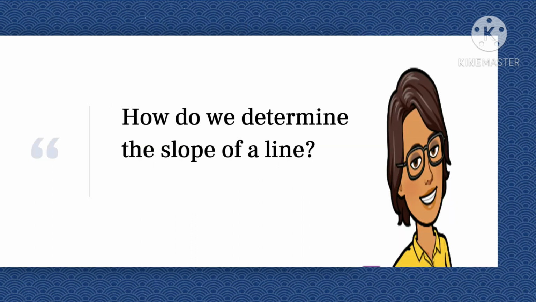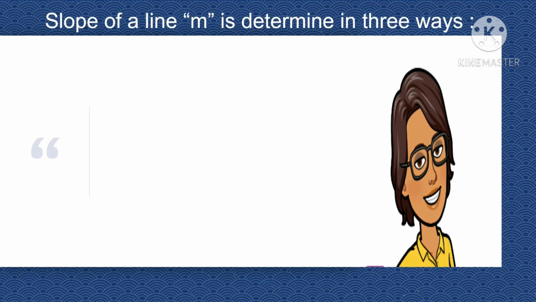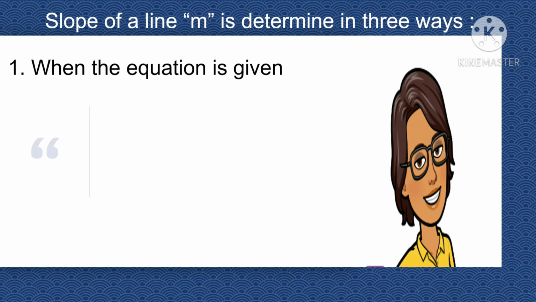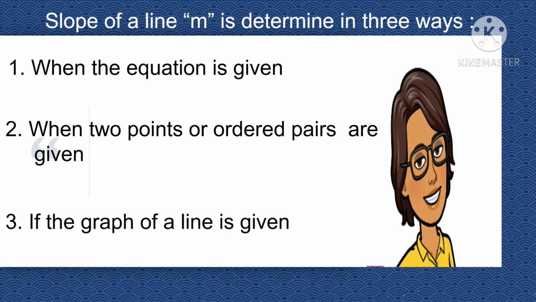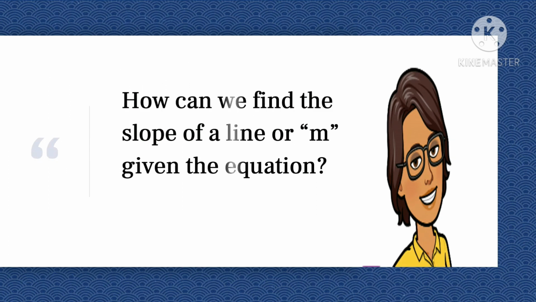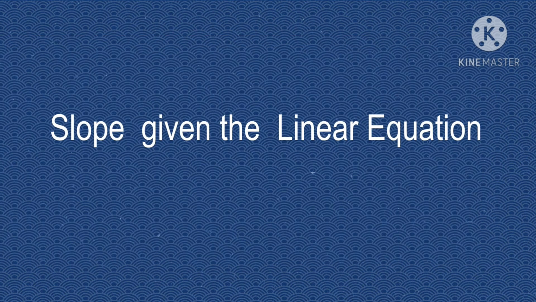How do we determine the slope of a line? Slope of a line, M, is determined in 3 ways. 1, when the equation is given. 2, when 2 points or ordered pairs are given. And 3, if the graph of a line is given. Let's start with how we can find the slope of a line, or M, given the equation, or slope given the linear equation.